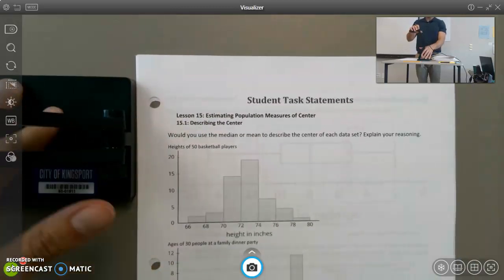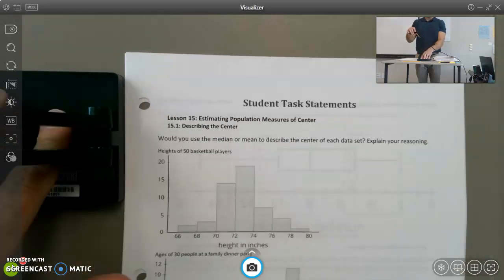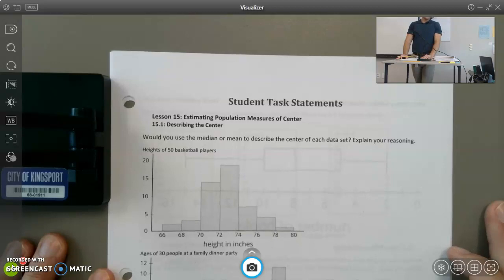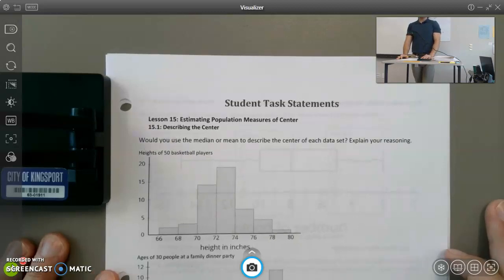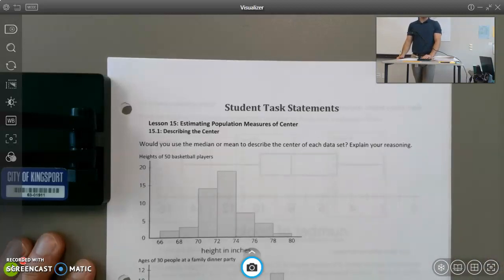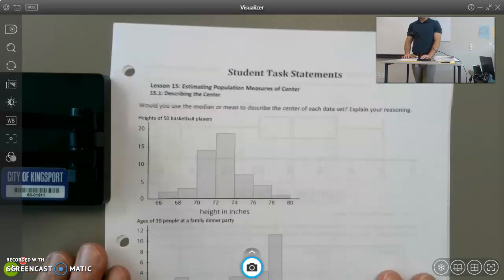Today we're going to be looking at estimating population measures of center. In doing this, we're going to be comparing a couple things. First, deciding whether it's appropriate to use the median or the mean as an estimation of center. And secondly, making an inference about a population based on a sample. If we have a sample of the viewers of different television programs, we're going to decide what we think is the average age of a viewer of that television show. So we're going to be using measures of center in a couple ways here.